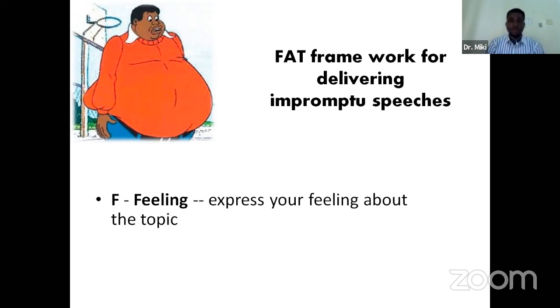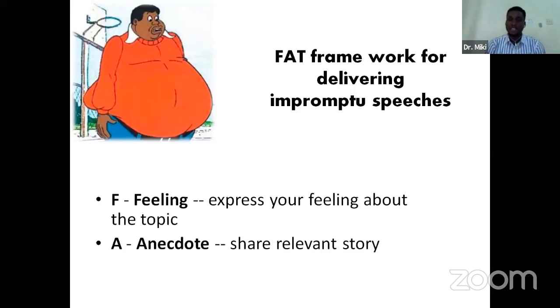So start by expressing your feelings. Start by saying something like, I feel so happy to be here, or I feel so sad with what is happening. Just talk about your feeling. Then give an anecdote. An anecdote is a relevant but short story. So give a very short story that supports the expression of your feeling. So if I say something like, I feel so happy to be here, the next thing I'm going to do is to tell a story.